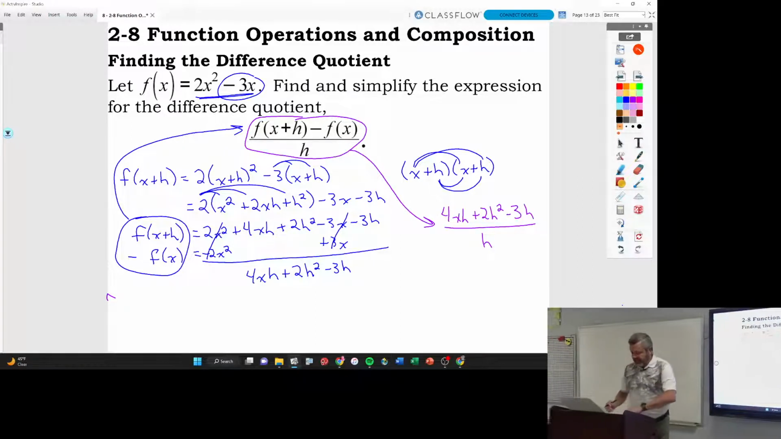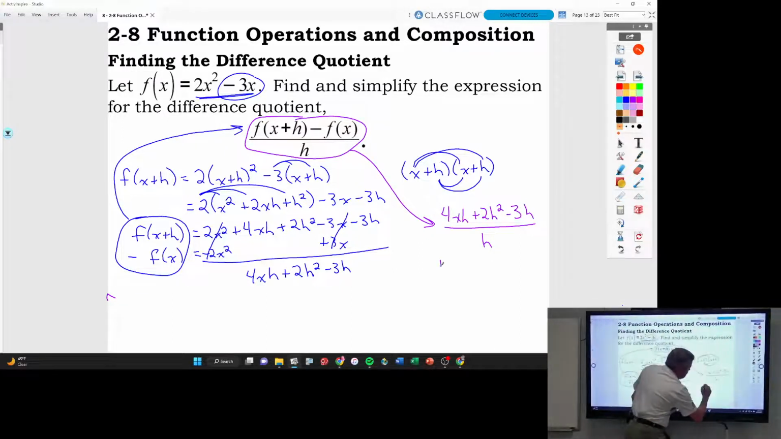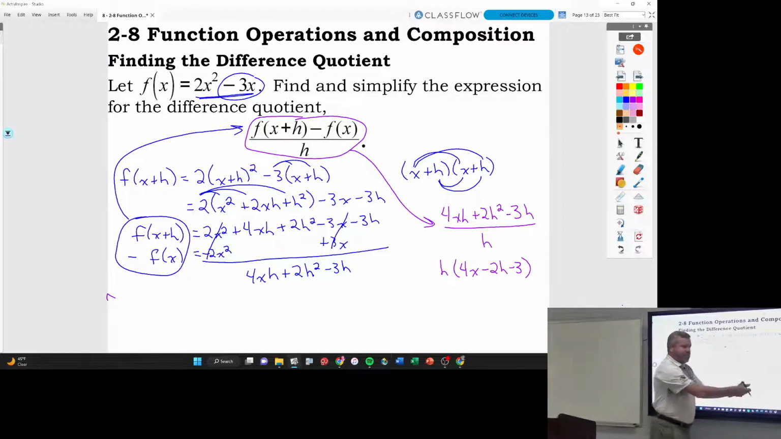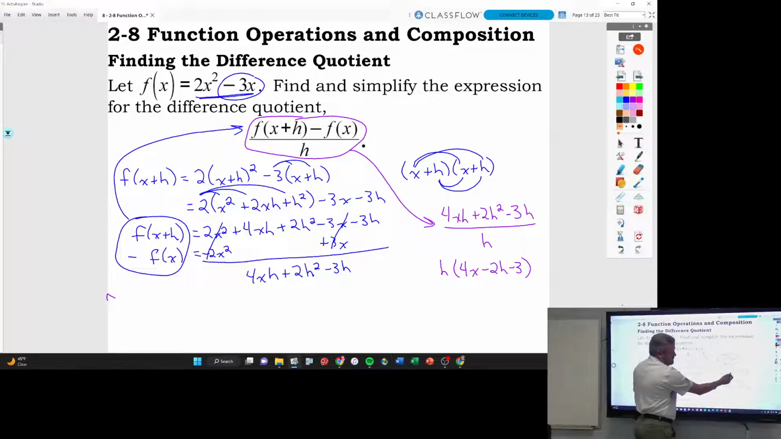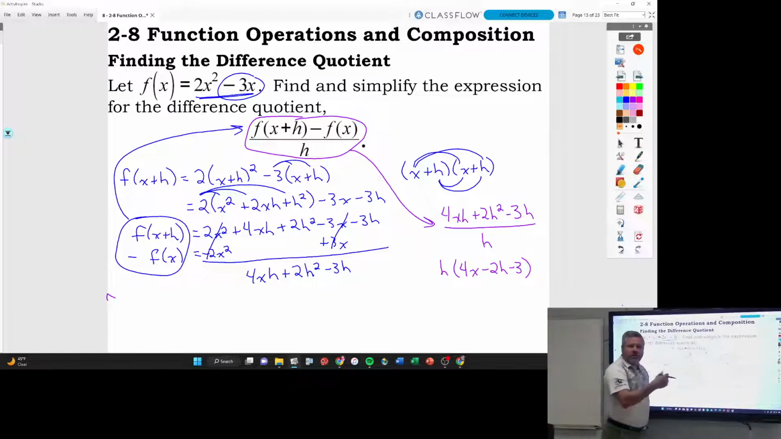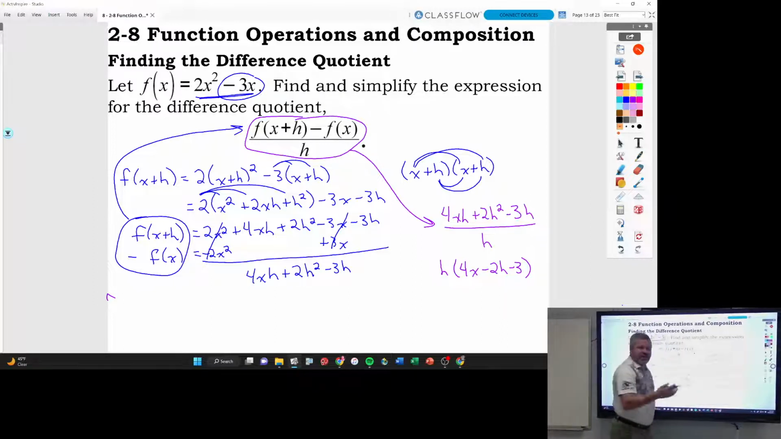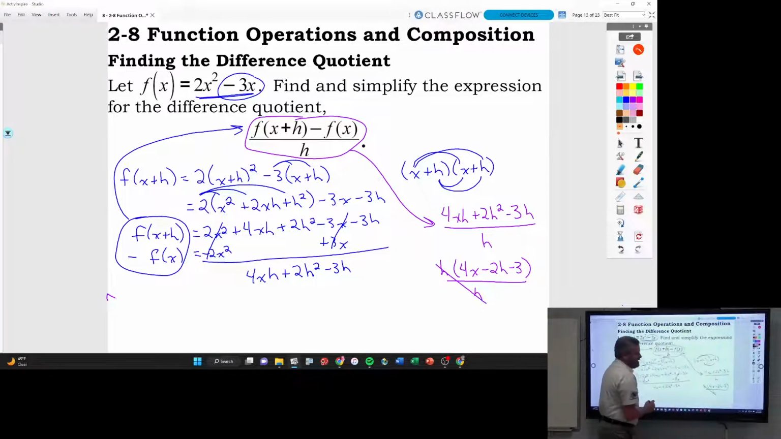If you'll notice, in the top I can actually factor out an h. So factoring the numerator, I have h times 4x plus 2h minus 3. So remember, factoring is the same thing as division. Because I pulled that h out, I took each of those terms and divided it by h. 4xh divided by h, the h cancels, leaving me with the 4x. 2h squared divided by the h, one of those h's cancels, leaving me with just 2h. 3h divided by h, the h cancels, leaving me with just the 3. And this is all over h, and those h's cancel.